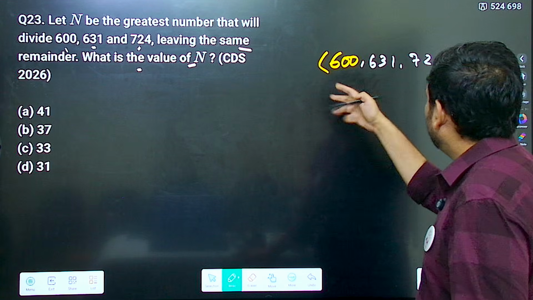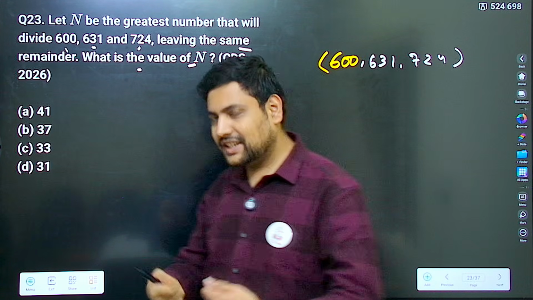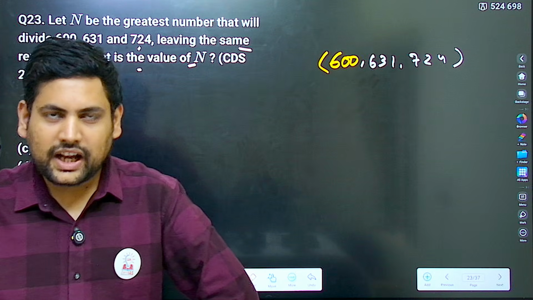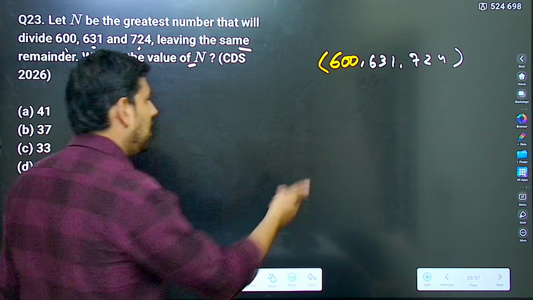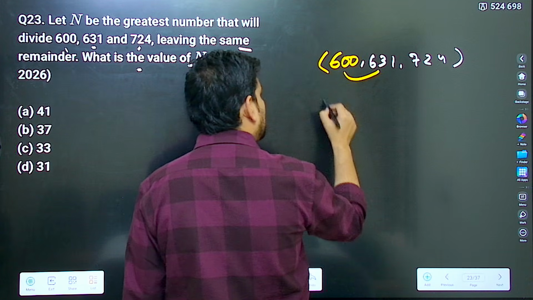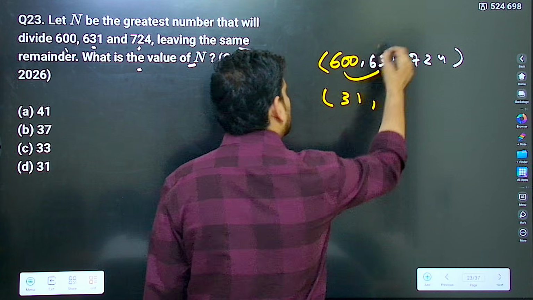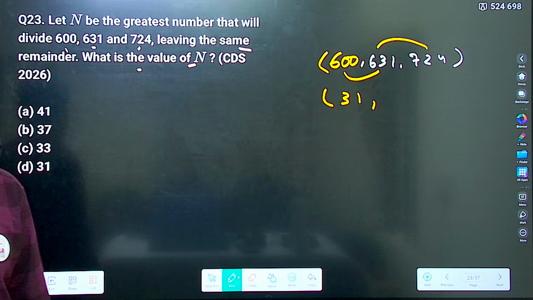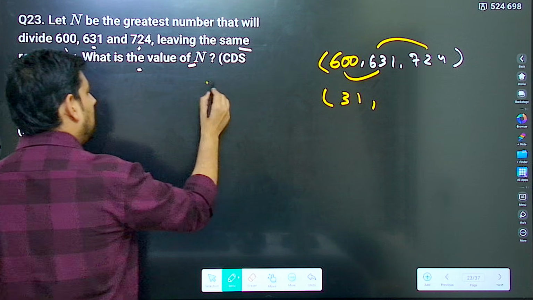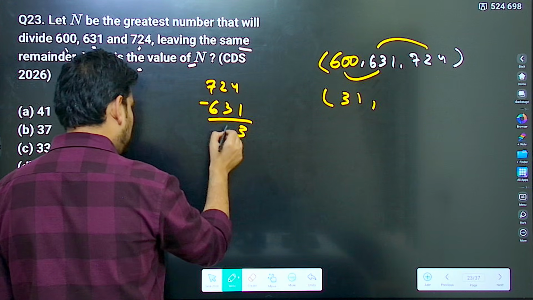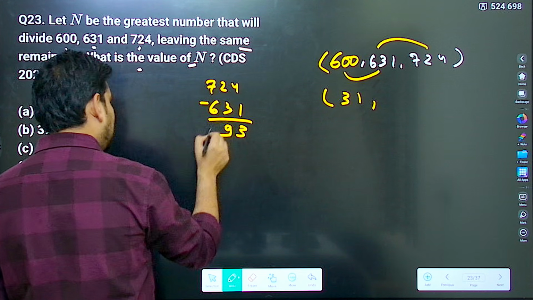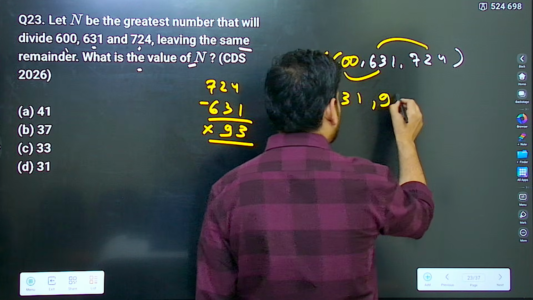See, the difference between them is the maximum close you can get. Correct? You cannot go beyond it. You cannot go closer. So now start finding out what is the difference. 631 and 724. What is the difference? 724 minus 631. So this becomes 93.